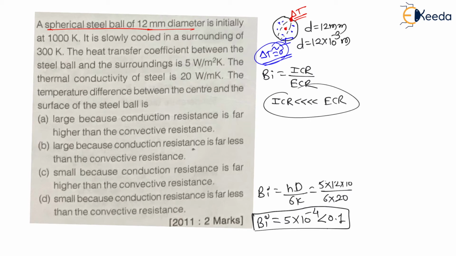Now, let us understand. Here they are asking why the temperature difference between the center and the surface of the steel ball is small. One option says because conduction resistance is far higher. Sorry, this is not correct. No, conduction resistance is far lesser. The temperature difference is small because conduction resistance is far less than the convection resistance. Yes, exactly. Option D will be the correct choice.